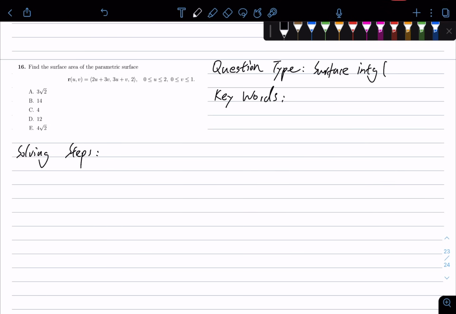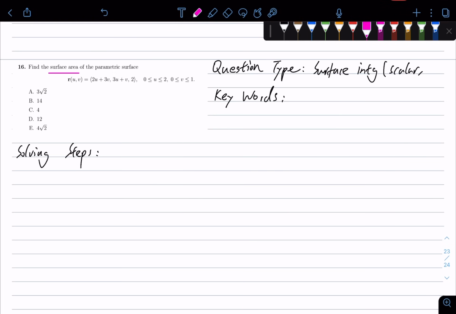The key here is that this is a surface integral in a scalar field because we are trying to compute the surface area. Area is a scalar, so this is a scalar field surface integral. But we haven't quite finished yet, because we not only need to identify whether this is a scalar field or vector field problem, we also need to identify whether this is an explicit surface or implicit surface, right?